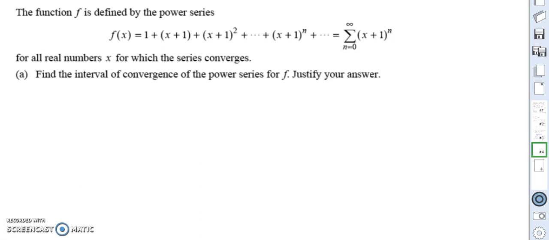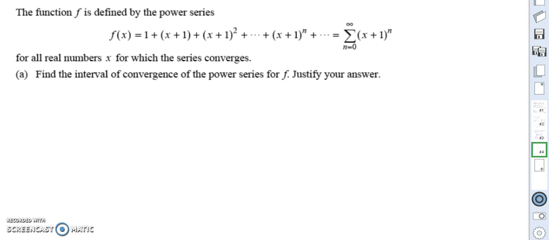And I like geometric series because I'm already looking ahead to part A, when they say find the interval of convergence. Geometric series, I don't have to test the endpoints. So I like finding the interval of convergence better than with other series. Find the interval of convergence.